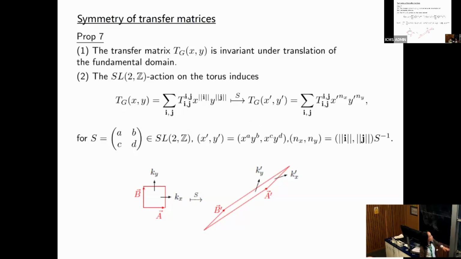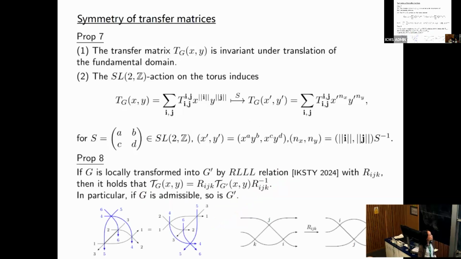And besides this, we have a symmetry about the graph, which comes from the Yang-Baxter move I introduced in the introduction by use of the RLL relation. So by the adjoint action of this R, the graph G is locally changed. And due to this change, the monodromy matrix T is changed as this. So it is a kind of adjoint action of this R on the Q-wire algebra.